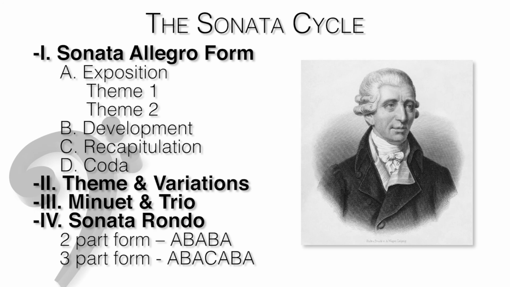So there you have it, the Sonata cycle. First movement, Sonata Allegro form with exposition, 2 themes, development, recapitulation, coda. Second movement, theme and variations. Third movement, Minuet and Trio. And the final movement, Sonata Rondo, with 2-part being A, B, A, B, A, or 3-part being A, B, A, C, A, B, A. Our next segment will be on Franz Joseph Haydn, the creator of the Sonata cycle.